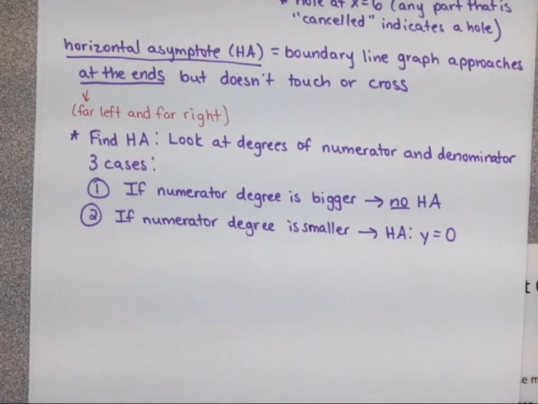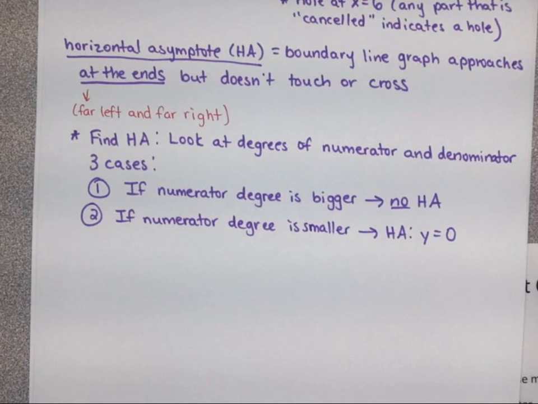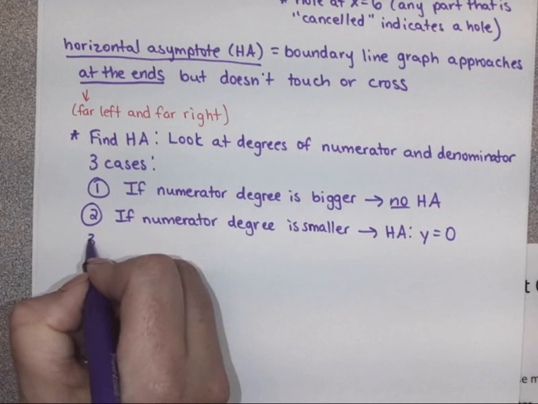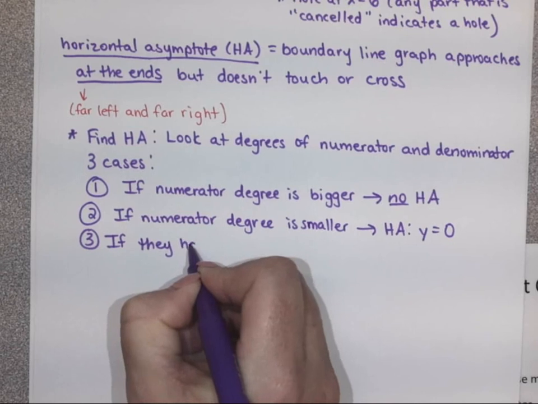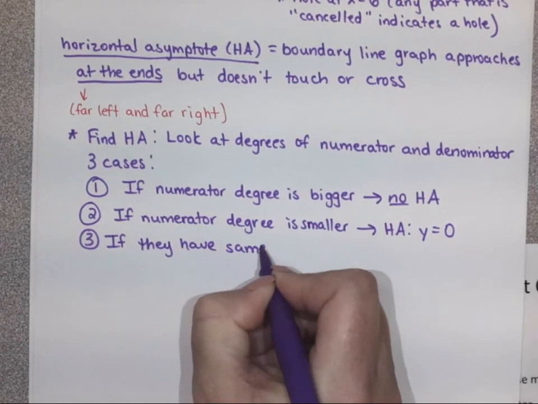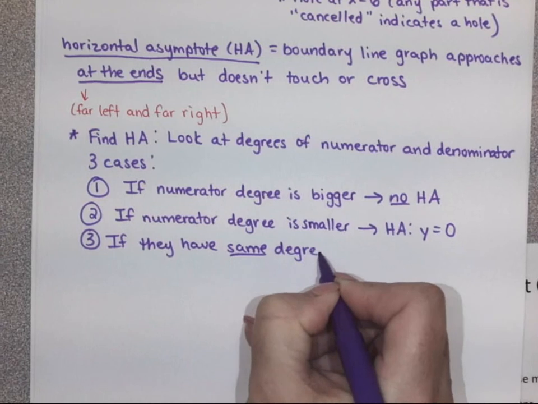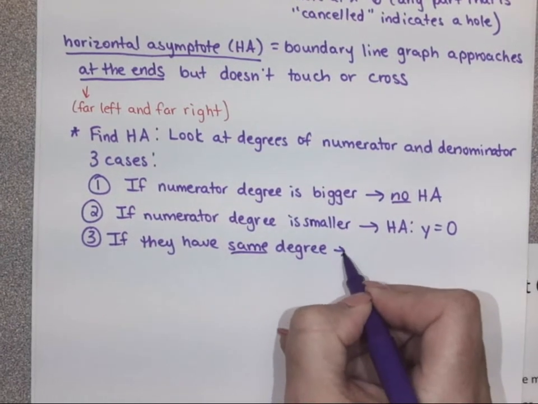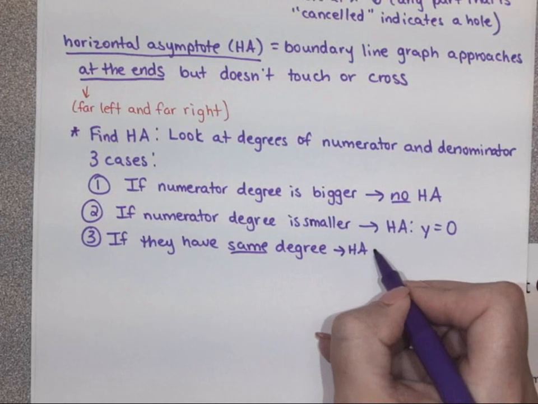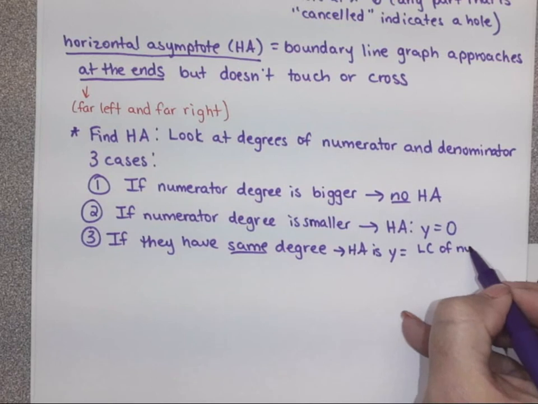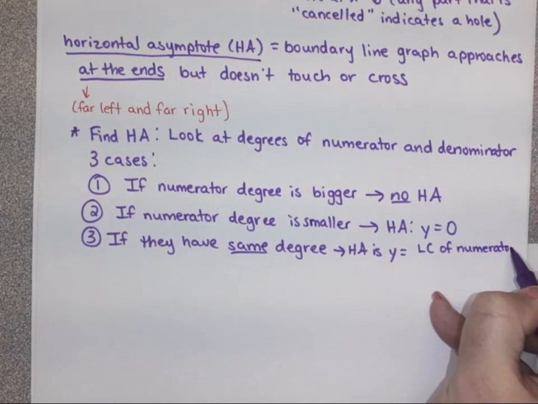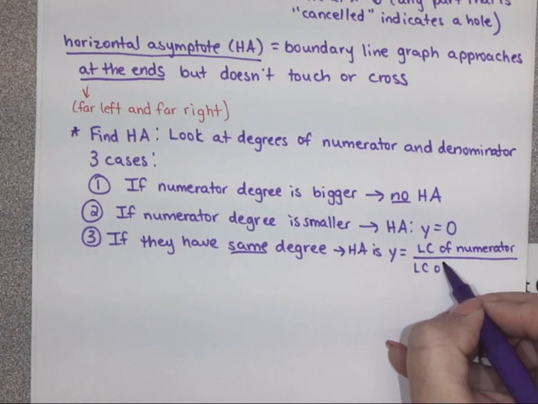Okay, notice vertical asymptote equations look like x equals a number because that's what vertical line equations are, and horizontal line equations are always y equals a number. And so the only case we haven't covered is if they have the same degrees. If they have the same degree, in other words, maybe you have a cube over a cube, then the horizontal asymptote is going to be found by doing the following. The horizontal asymptote is going to be y equals the leading coefficient of the numerator over the leading coefficient of the denominator.